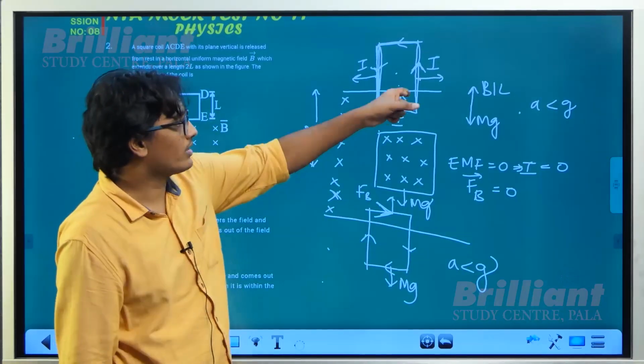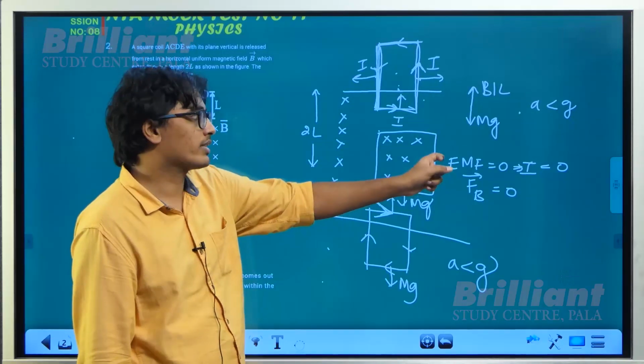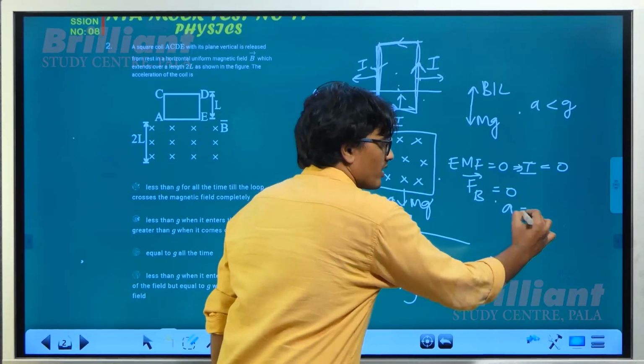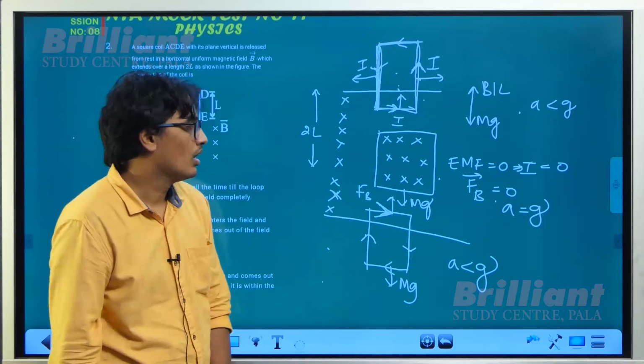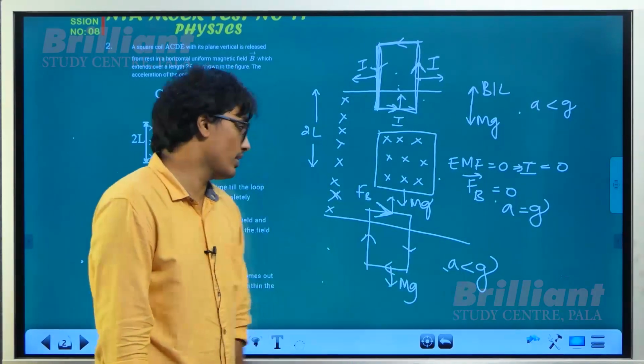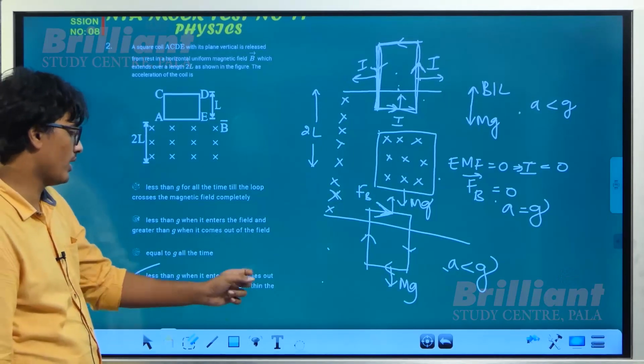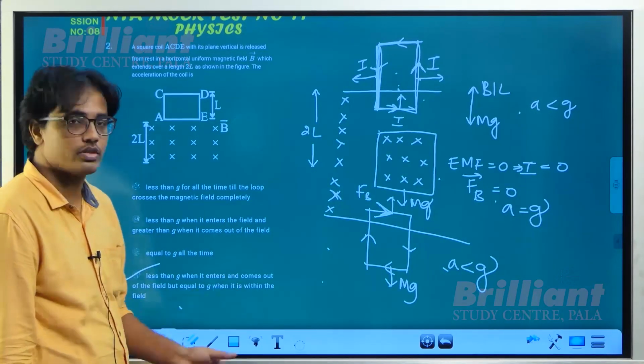So if you look, initial acceleration is less than g. When it is completely inside, it becomes g, since magnetic force is 0. Now when it is leaving, acceleration is again less than g. So you'll get option D. Less than g when it enters and comes out of the field, but equal to g when it is within the field.